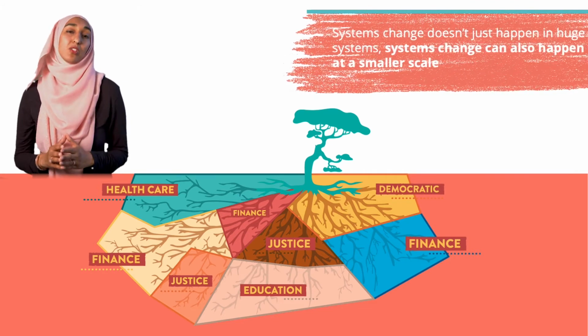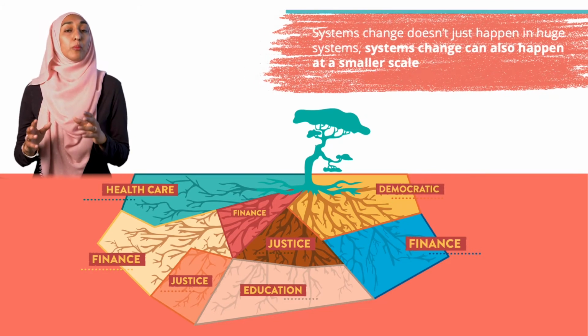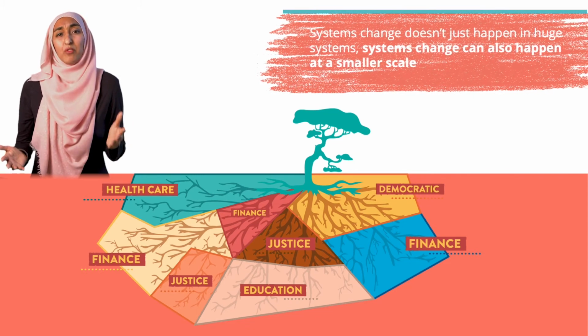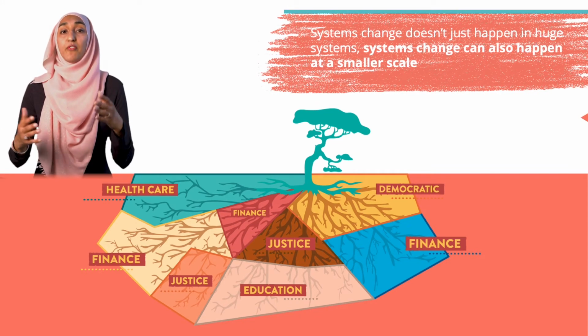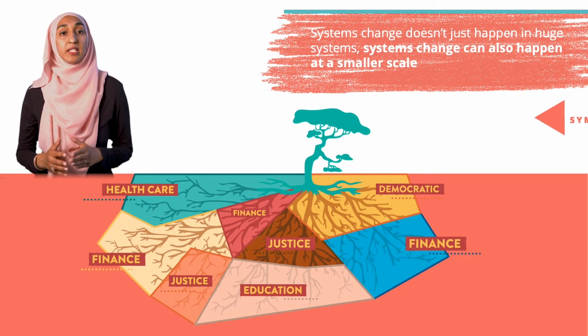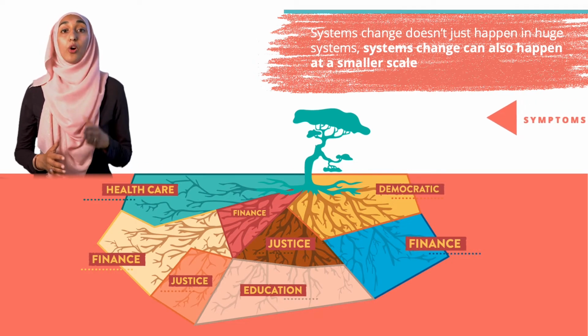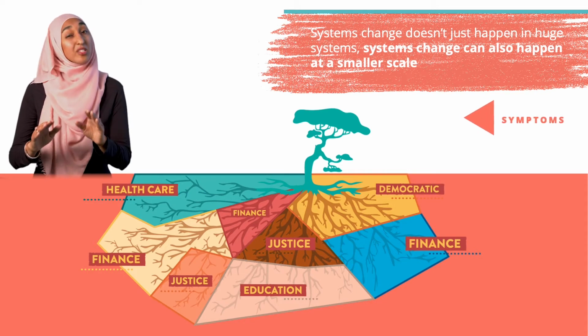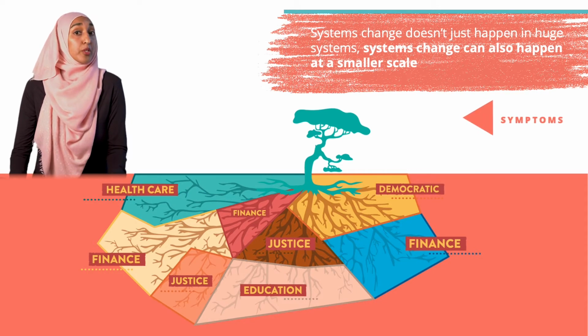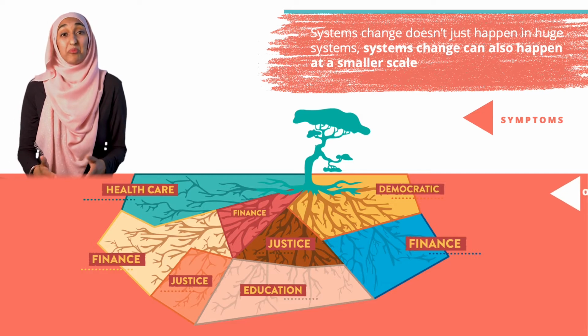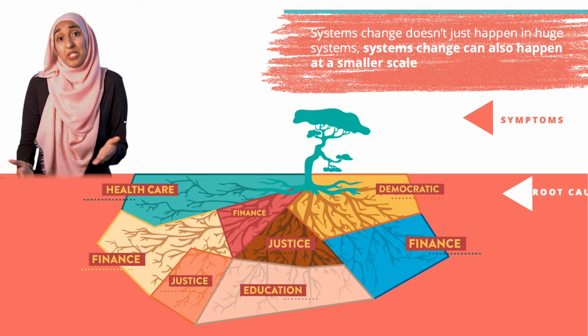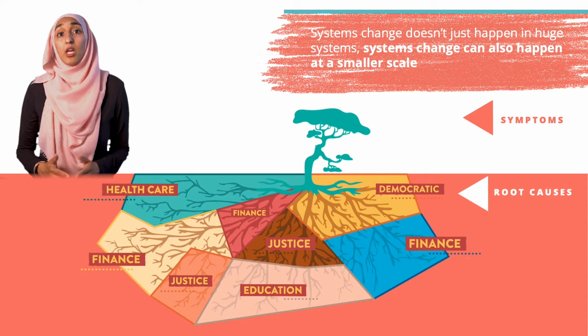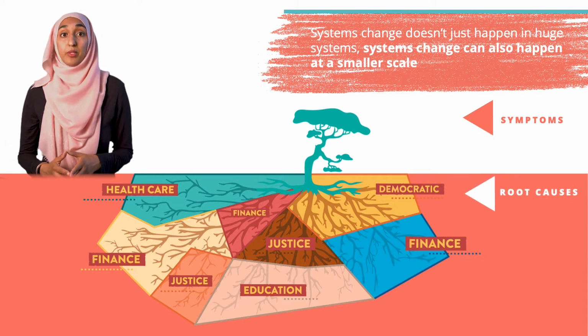Hearing the term systems change, we probably first think of huge systems like the financial system, democratic system, healthcare, or education. But systems change can also happen at smaller scale, like in local supply chains or in systems that aren't typically called systems or don't seem like a system at all, such as the waste collection system.